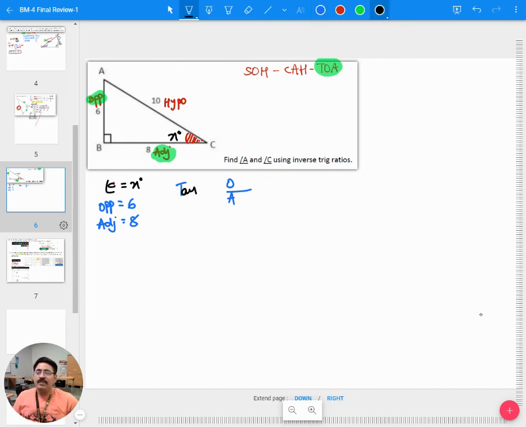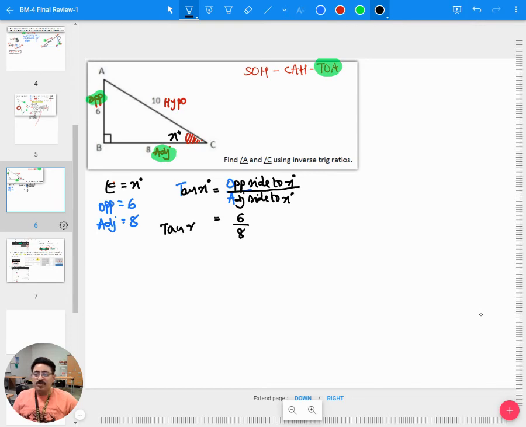So tan, what's the angle? X degrees. Opposite side to x degrees over adjacent side to x degrees. So those values, opposite side, as we already mentioned here, is 6 units, over adjacent side, you see that 8 units, so 6 over 8.